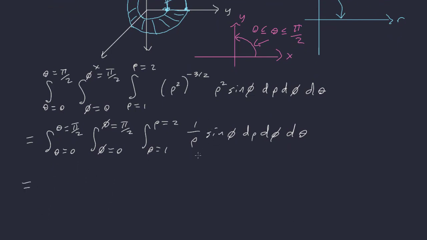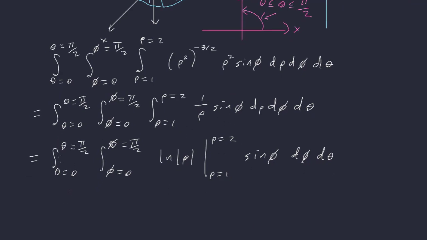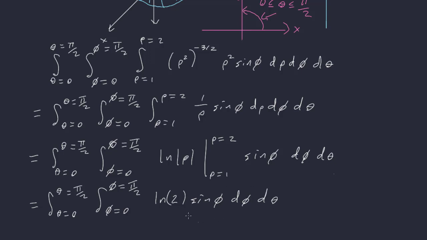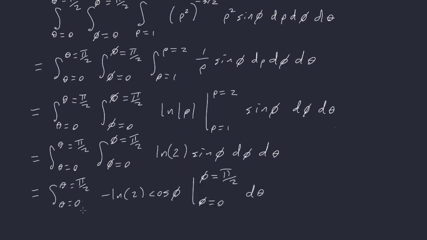And now, integral of 1 over rho with respect to rho is the natural log absolute value of rho. All right, so we get natural log rho, and we're just going to use the fundamental theorem of calculus from rho equals 1 to rho equals 2. Thankfully, rho equals 1, natural log of 1 is 0. So this comes out to simply be, okay, the integral from 0 to pi over 2, the integral from 0 to pi over 2 of the natural log of 2 times sine phi d theta. Now we just integrate with respect to phi, and it's just the integral of sine phi, right, which is going to be negative cosine phi. All right, so we get the integral from 0 to pi over 2 of negative ln2 cosine phi, phi ranging from 0 to pi over 2 d theta.